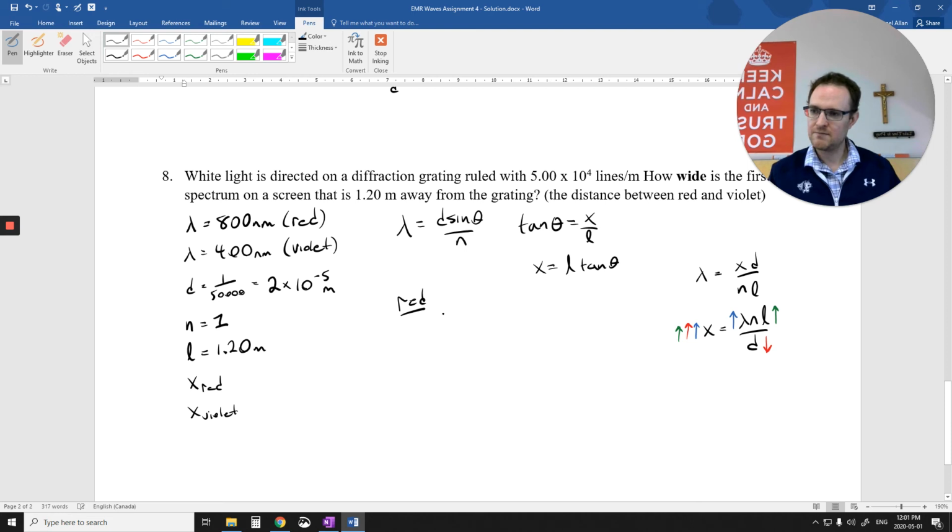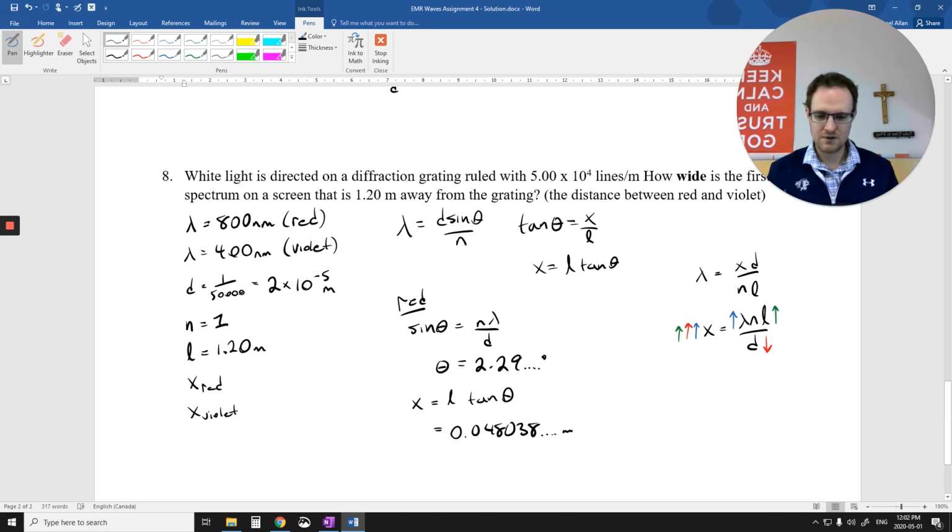So I've got to do one for the red calculation. Let's do that quickly here. I'm going to find the angle for the red. So n is 1, times the red wavelength. I'm going to change it into meters because d is in meters. And then take the sine inverse. So red's angle is 2.29 degrees. Then I'm going to plug it into that formula, L times tan theta. So I'm going to take tan of this angle on my calculator and multiply by 1.2. So the x value is 0.048038 meters. Okay, I'm just going to store that in my calculator.